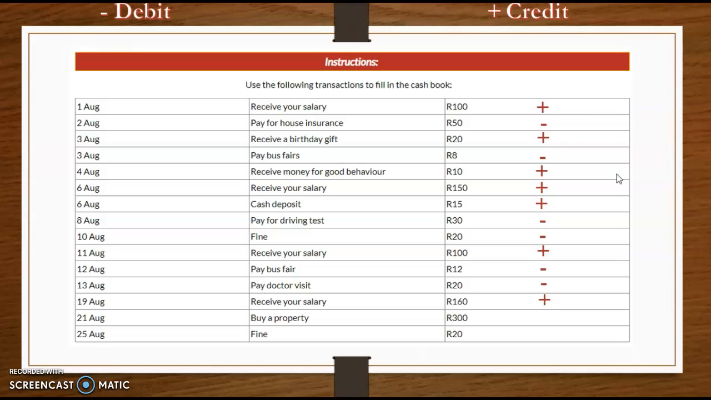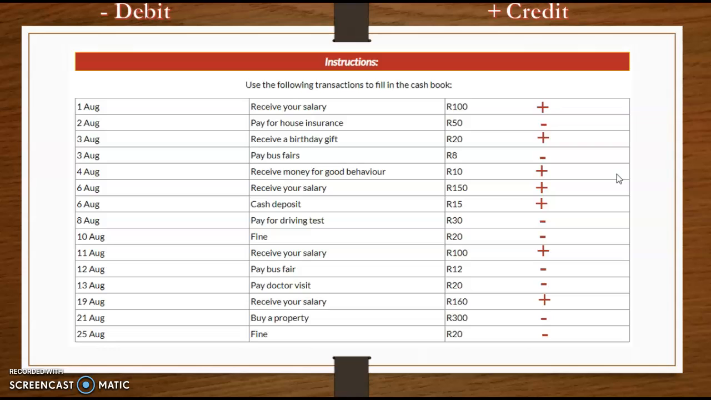On the 21st of August, you buy a property. So now you've spent 300 Rand, and that's going to go in the debit column. And on the 25th of August, you got a fine of 20 Rand, another debit. So these plus and minuses are just to help you, so you can see if it needs to go in the debit or the credit column.